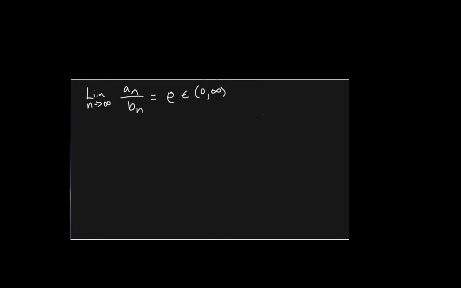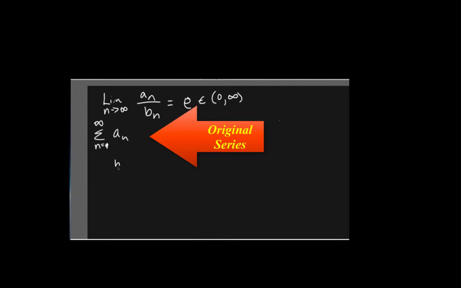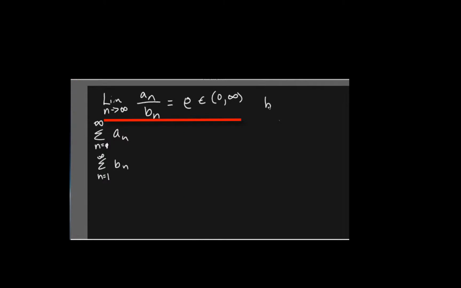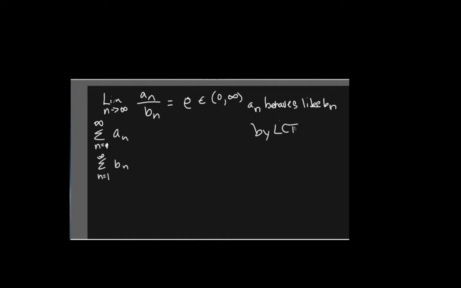So the original problem is some series from 1 to infinity of a sub n. You can create a b sub n and take this limit. If that limit is positive and finite, then a sub n behaves just like b sub n, by LCT. Okay? Did they talk about the extended limit comparison test?